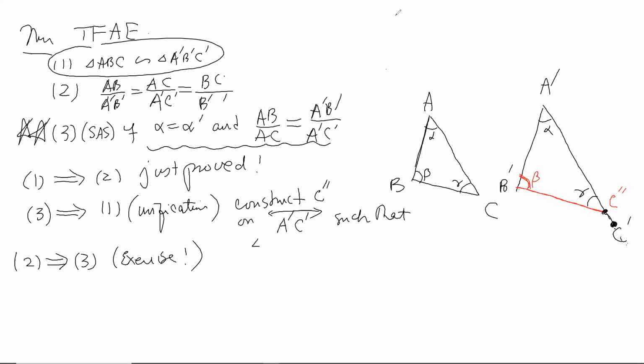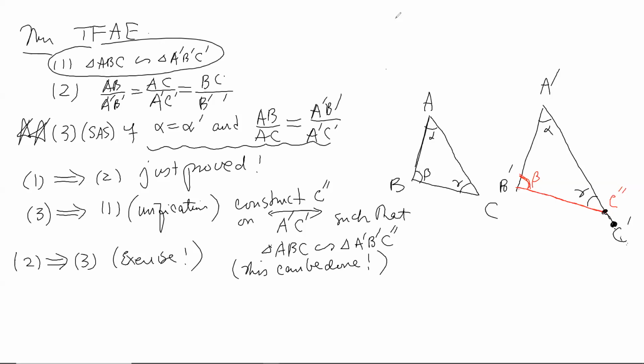Construct C double prime on this line such that triangle ABC is similar to triangle A prime B prime C double prime. Do you agree? So this can be done, right? This can be done. William, do you agree? Yes. Anyone else? Alvin, do you agree that this can be done? Yes. Okay, so it's clear.